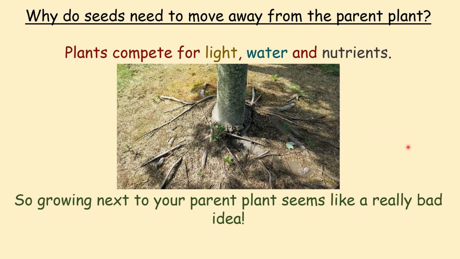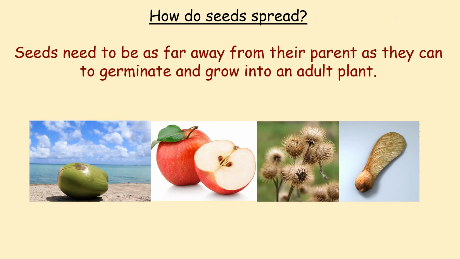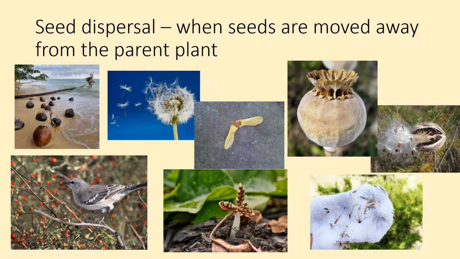We call this dispersal. How do seeds spread? So seeds need to be as far away from their parent plant as they can to germinate and grow into an adult plant. And you've got some different examples of seeds there. The apple is obviously a fruit with seeds inside it. So seed dispersal is when seeds are moved away from the parent plant. There's lots of different ways that they do that. You can see some examples of those on the slide.